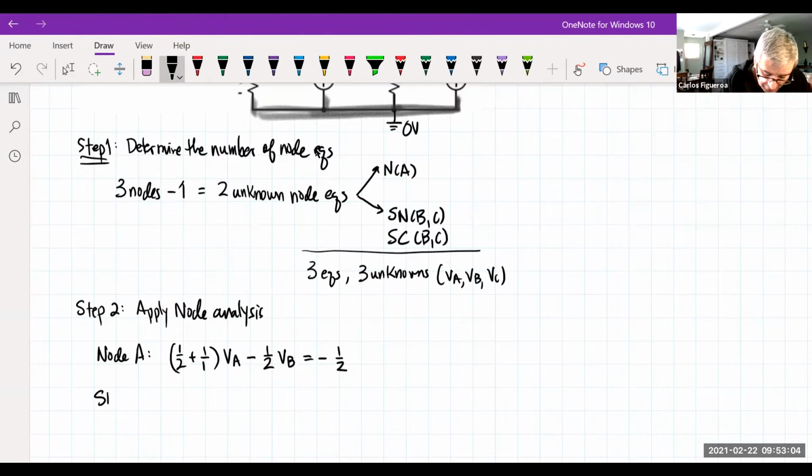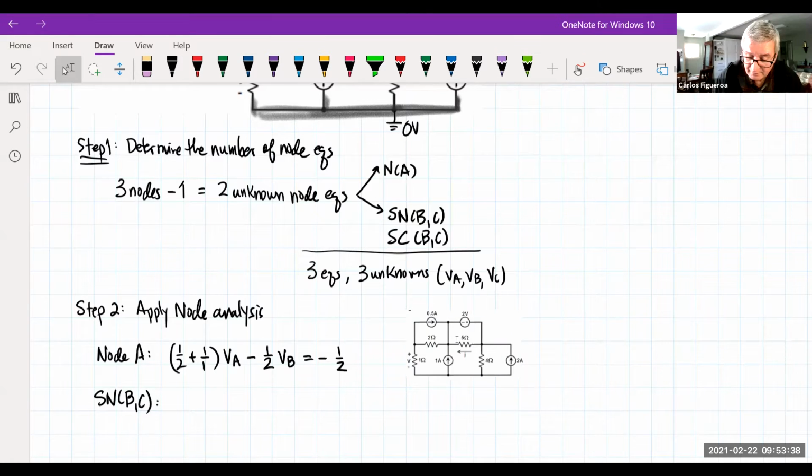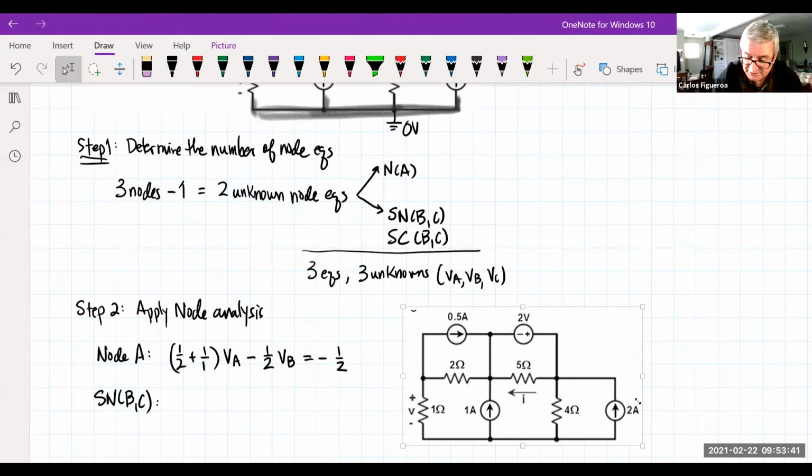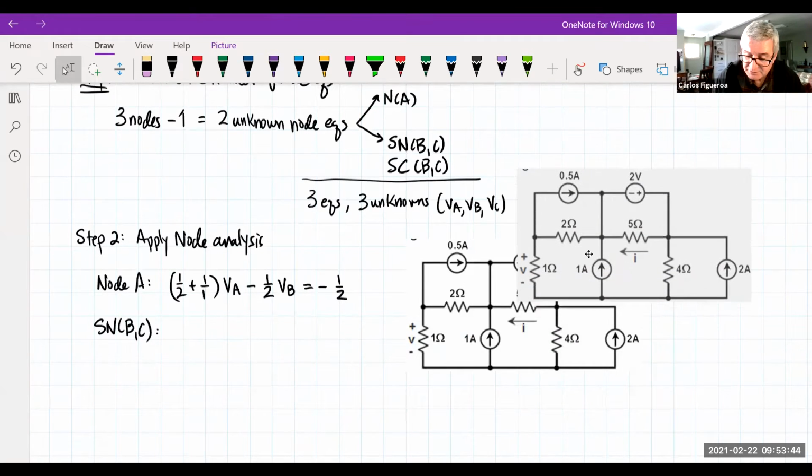Now I'm going to go to my supernode between B and C. So that means I got to write two node equations for one circuit here. So by the way, I don't like the way this is coming out. I'm going to get that circuit and bring it in. I don't like that I'm going back and forth. I want the circuit right here so that we can see it. Okay, here's my circuit right here.